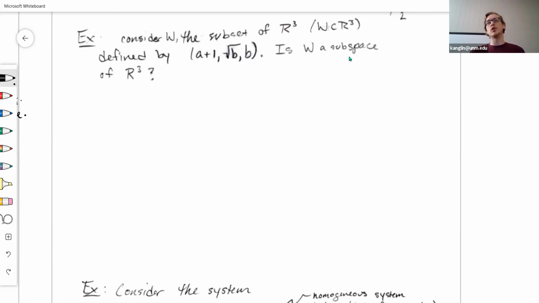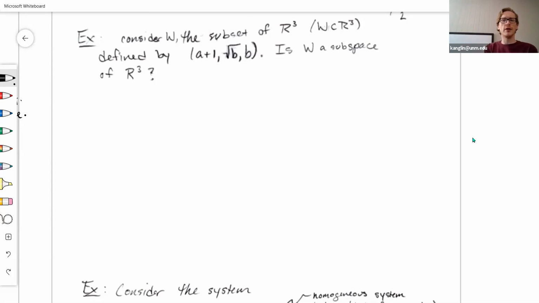Now we're going to ask, is W a subspace of R3? We did the same problem in the last one, except the description of our subset looked a little simpler. It was just a, b, 0. But we saw that to check if a subset is a subspace, we have to check for closure under addition and scalar multiplication. If it fails either of those, it's not a subspace. I think we'll go ahead and check both just to see what happens.